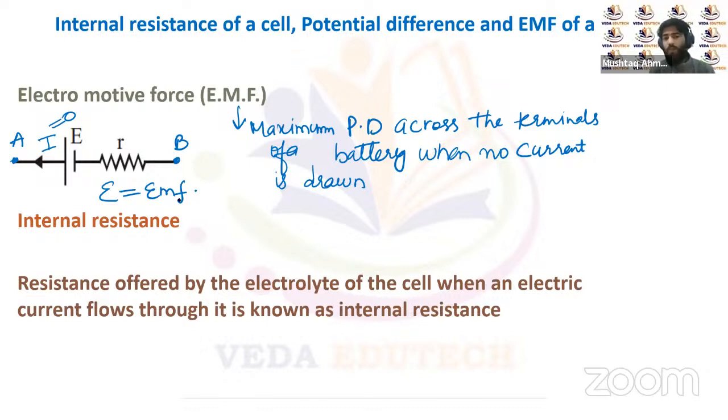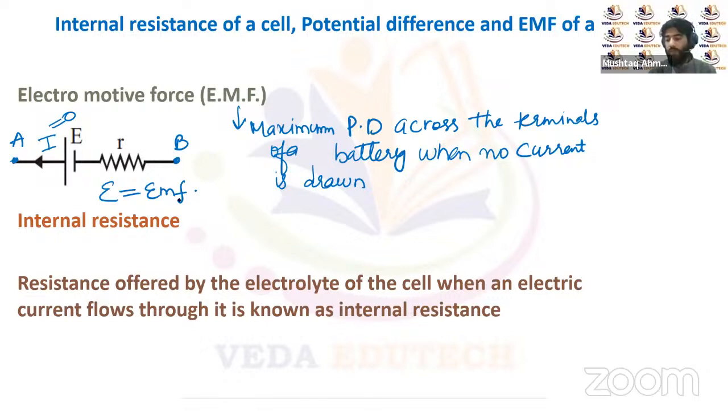It's the resistance offered by the electrolyte of the cell. We know that any electric cell consists of electrolytes, and the resistance offered by those electrolytes to the flow of current through the battery is what contributes to the internal resistance of a battery. So whenever current flows through the battery, the battery also offers some resistance to the flow of current. That resistance we call the internal resistance of a battery.